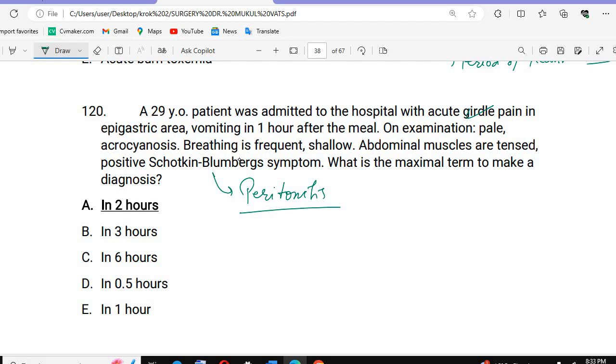It requires early diagnosis, as early as possible, and that is within 2 hours. This is a direct question that you need to mug up: the maximum term to make the diagnosis of peritonitis is 2 hours. We need to make the diagnosis of peritonitis within 2 hours. Just mug up these questions. A direct question has been asked.